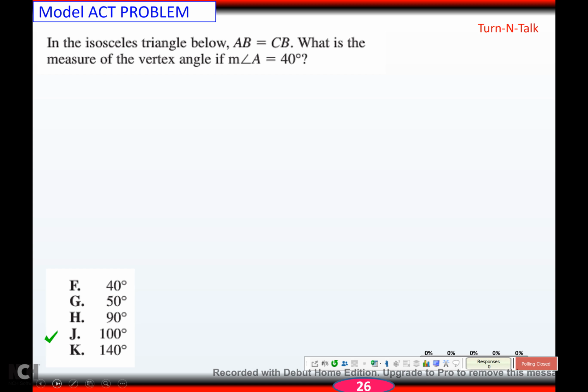And hopefully you got J. It says in the isosceles triangle below, which apparently I forgot to copy, but we can draw our own. It says AB, so if I do A, B, C, AB is equal to CB, which means these angles have to be equal. And it says, what's the measure of the vertex angle if measure of angle A is 40?